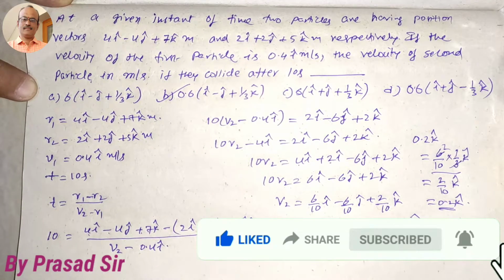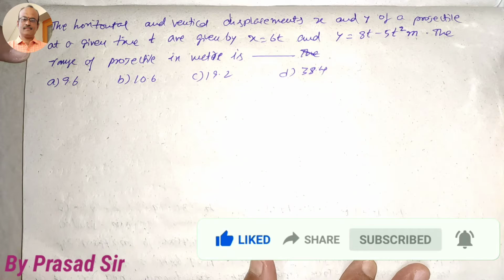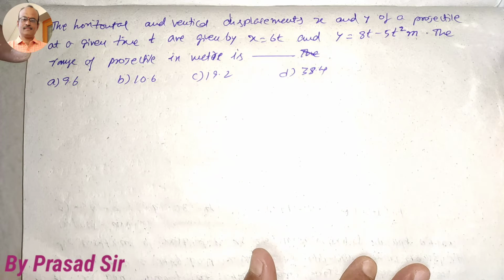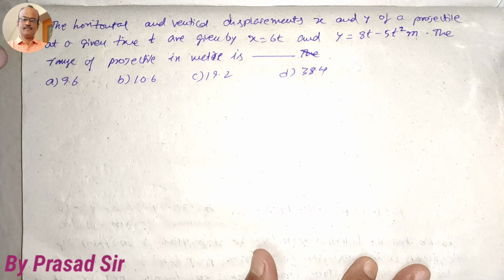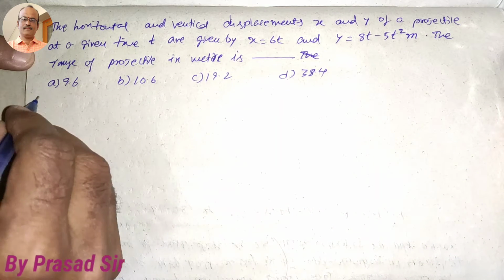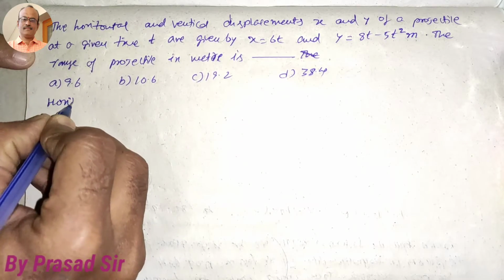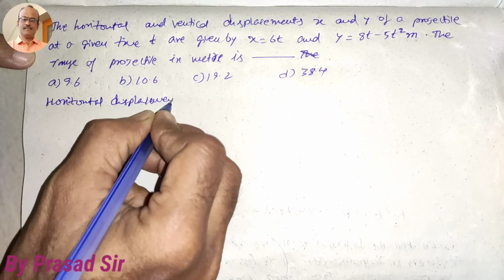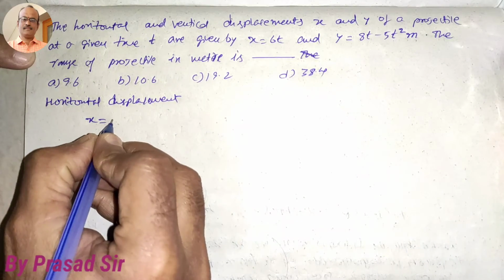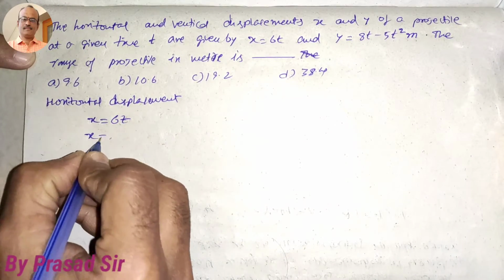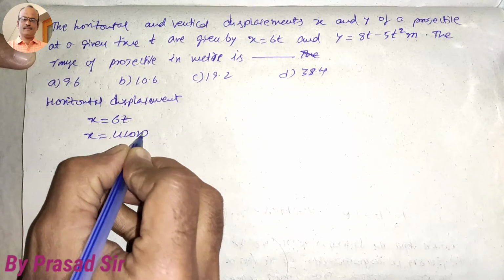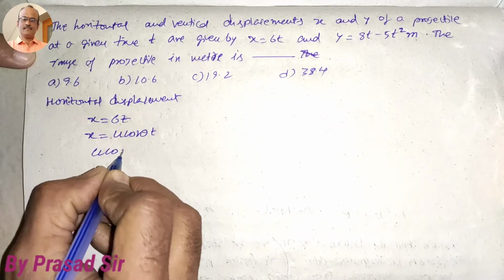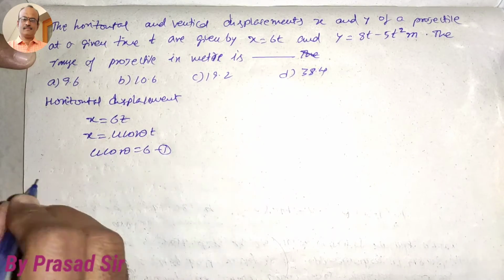Option B is correct. Now the question number 3: the horizontal and vertical displacements x and y of a projectile at a given time t are given by x is equal to 6t and y is equal to 8t minus 5t square meters. The range of the projectile in meters is how much? First of all, horizontal displacement x is equal to 6t. Comparing with horizontal displacement u cos theta into t, here u cos theta is equal to 6. That is number 1.